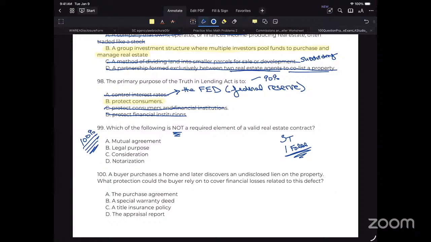Anita, Candace, and Trix all said D. Mariel, you said D. Really, you said D. Caroline, you said D. So I think we have to go with notarization. The answer is D.